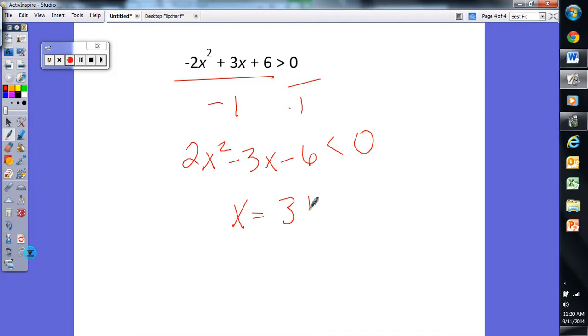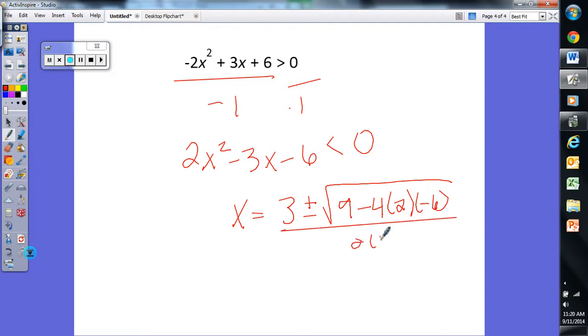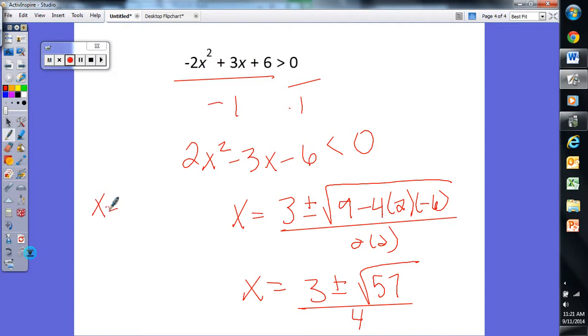x equals negative b plus or minus the square root of b squared minus 4ac, all over 2a. Yeah, this is nasty. Okay. 8 times 6 is 48. 9 plus 48 is the square root of 57, all over 4. I don't want to figure out what that is. So my answers are 3 plus the square root of 57 all over 4, and 3 minus the square root of 57 all over 4. Now you can get a decimal there if you want, but I like it like that.